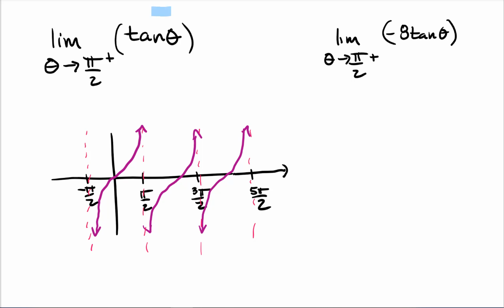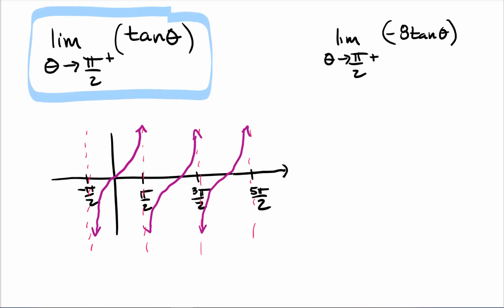So we look at this. The limit is theta tends towards pi over 2 from the right. So we're like, well, there's pi over 2, so we want to go from the right. And we look, and it's going down to negative infinity. Cool. There's the solution.